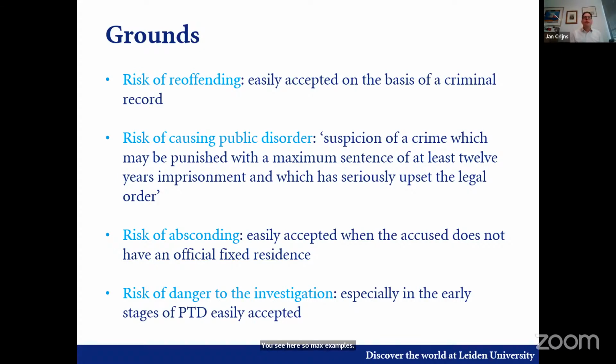For instance, the risk of reoffending. It's quite common in the Netherlands that the examining judge or the court will say, well, I'm afraid that you will reoffend. That's why I'm going to place you in pre-trial detention. Because you have a criminal record, and that criminal record shows that you have committed crimes before. And since you have committed crimes before, then there's a real risk that you will do it another time. Of course, there must be a suspicion of a new crime. That's the first criterion, the suspicion of a severe crime. But a suspicion of a severe crime and a criminal record may lead to the conclusion that there's a risk of reoffending, and that's why I'm going to place you in pre-trial detention.